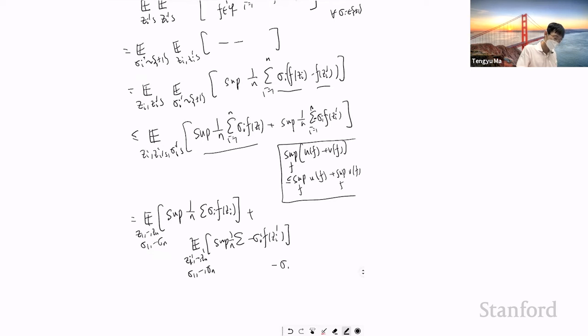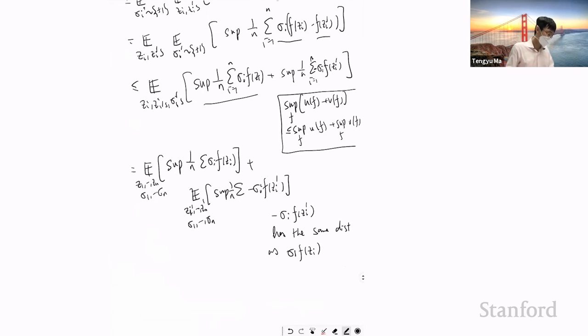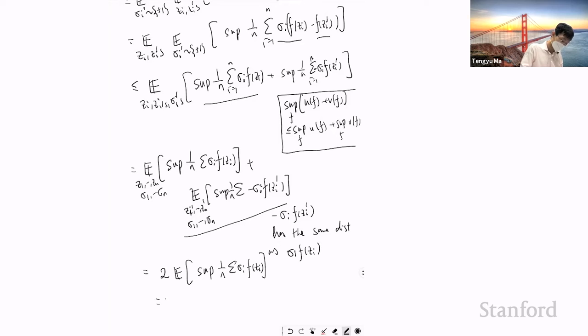But again, minus sigma i f(z_i prime) has the same distribution as sigma i f(z_i), because minus sigma i has the same distribution as sigma i, and z_i prime has the same distribution as z_i. So the second term equals the first term. So basically this is just equal to 2 times this. It's 2 times the Rademacher complexity.